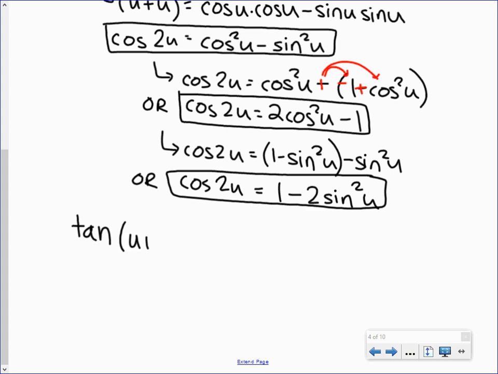Tangent of u plus u. I'm going to go ahead and let you try to derive that formula by plugging it into your sum formula from yesterday.